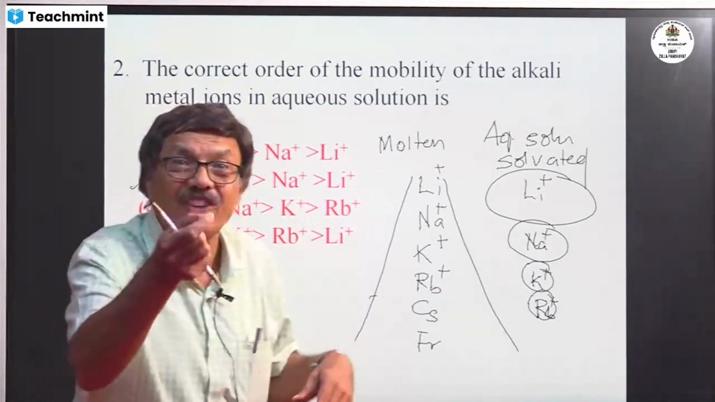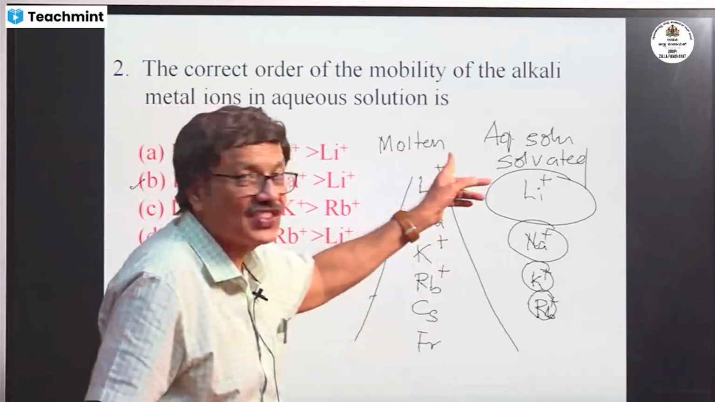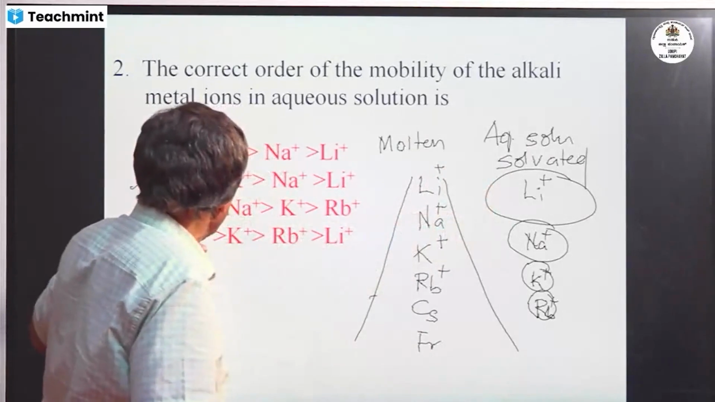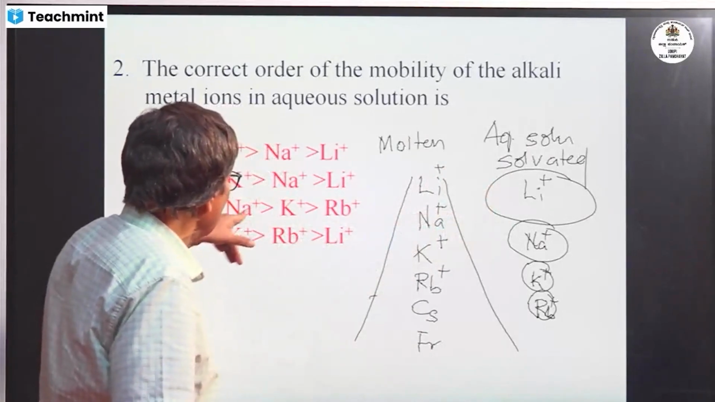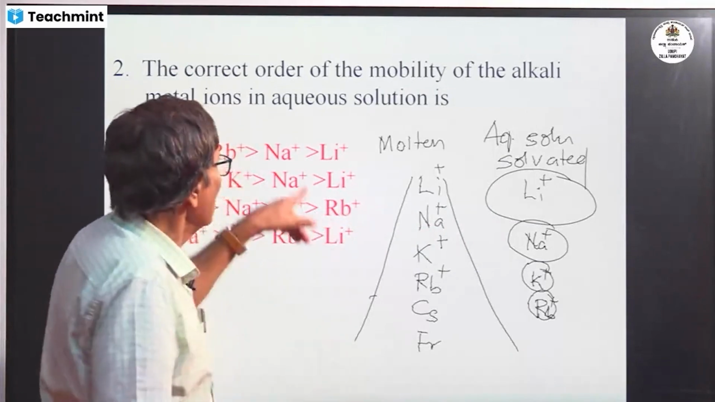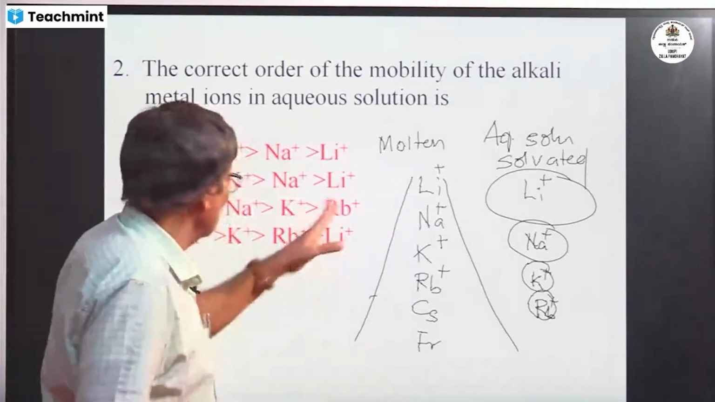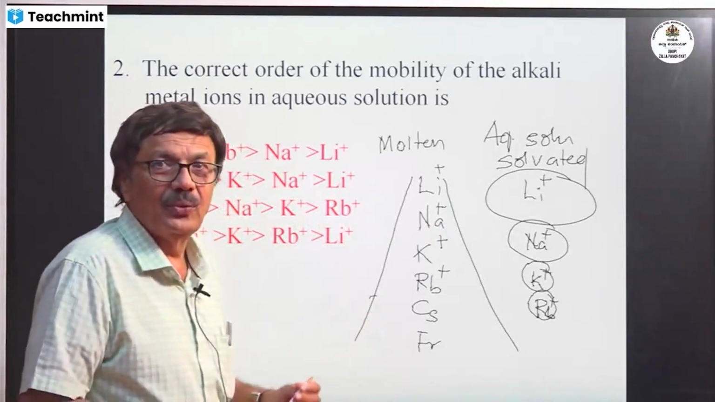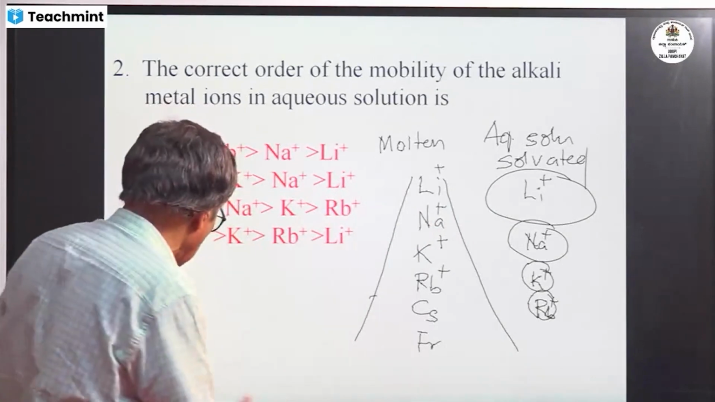If the same question were asked in the molten state, the option would have been lithium the fastest, then sodium, then potassium, then rubidium. This is in the molten state. What they have asked is in aqueous solution. So the right option is B. Now we will move on to the next question.